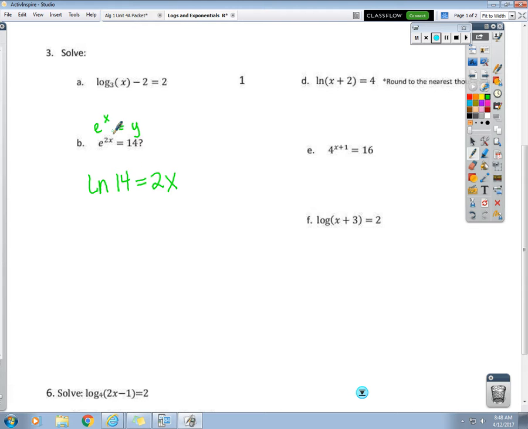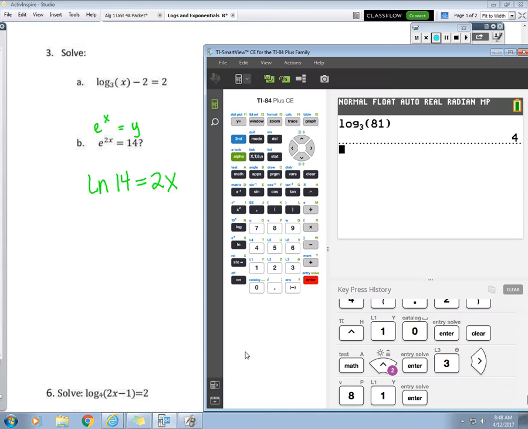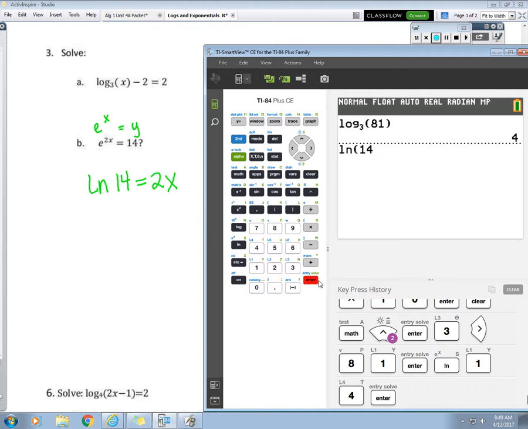It's just like the log one. This stays where it is, but instead of e, you write ln. These two things just switch sides. So now to solve for x, what would we do? Okay, we could go ahead and type in ln 14. How do we type that in? Right, here's ln right beside the 4. And then 14. I would go ahead and hit enter.